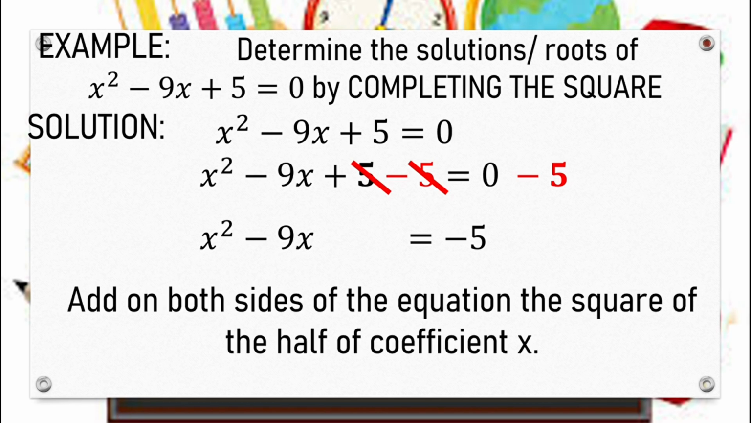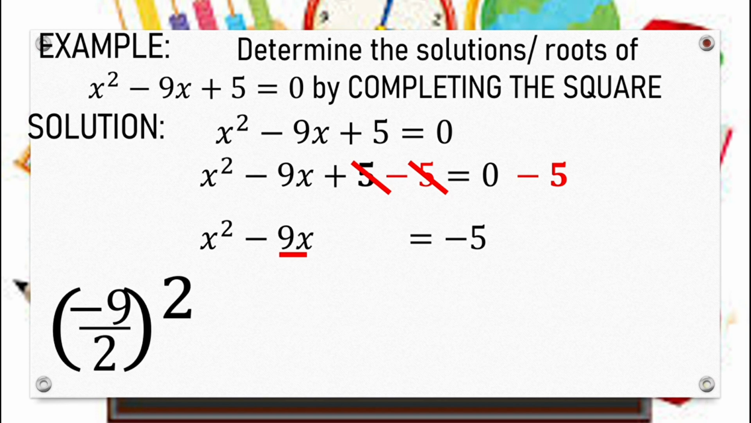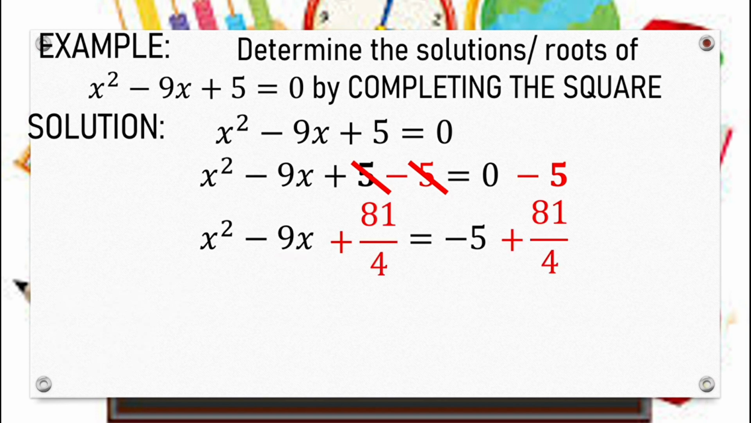Then, we will add to both sides of the equation the square of half of the coefficient of x. Here, x has a numerical coefficient of negative 9. So we will get half of negative 9, and that is negative 9 halves. Squaring it, that is 81 over 4, and it will be added on both sides of our equation.